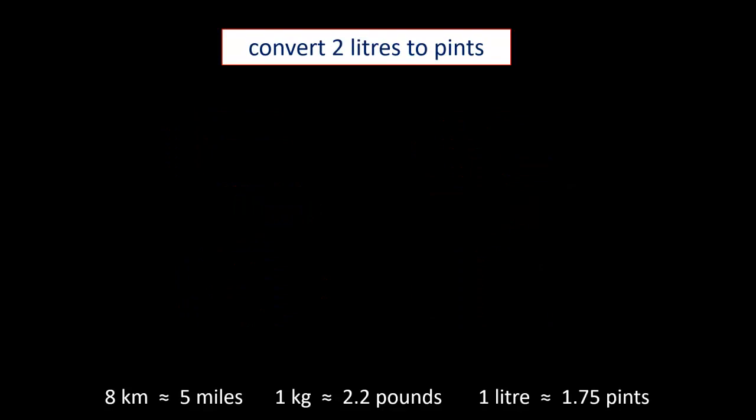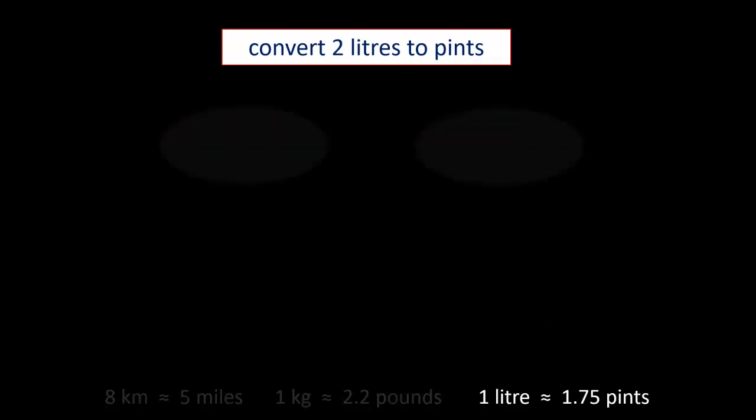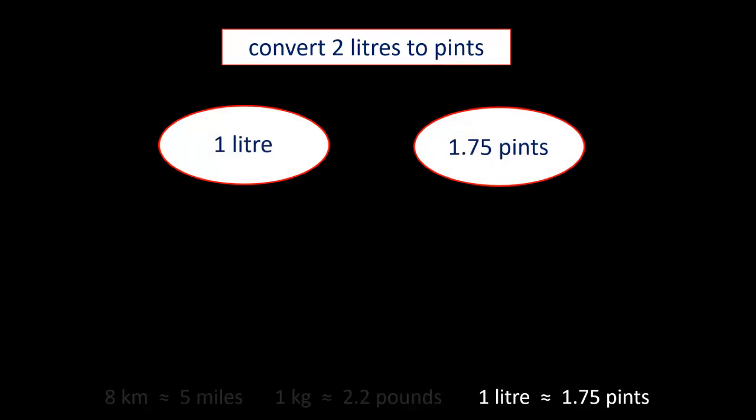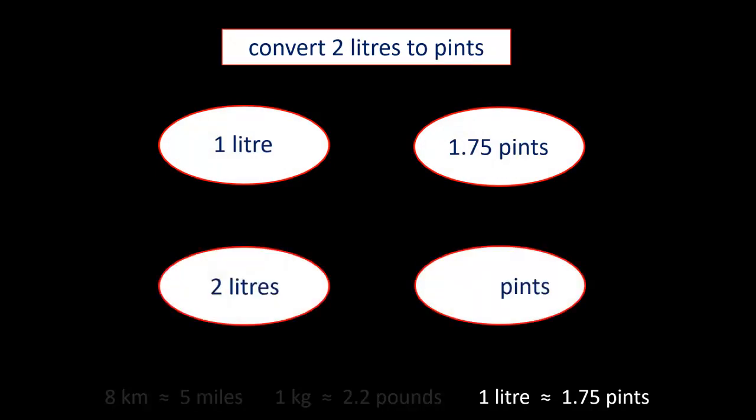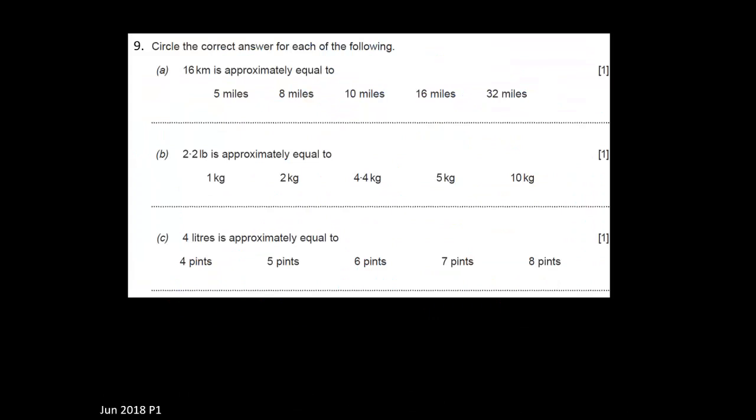2 litres to pints. Let's have a look on the bottom. We're going to be using that one. 1 litre is 1.75 pints. But we haven't got 1 litre. We've got 2 litres. So what have we done? We've doubled it. So we double the litres, we double the pints. 1.75 times 2, 3.5. There we go. So you need to know those 3 things along the bottom.